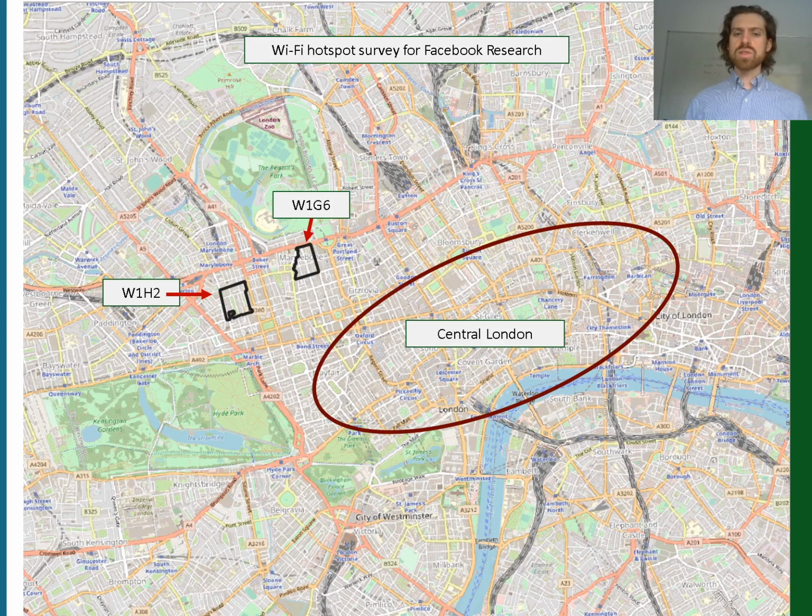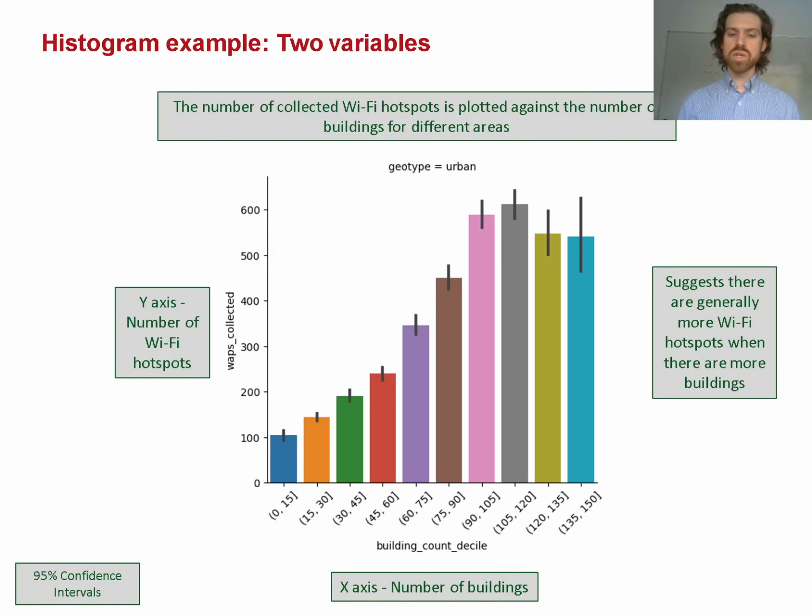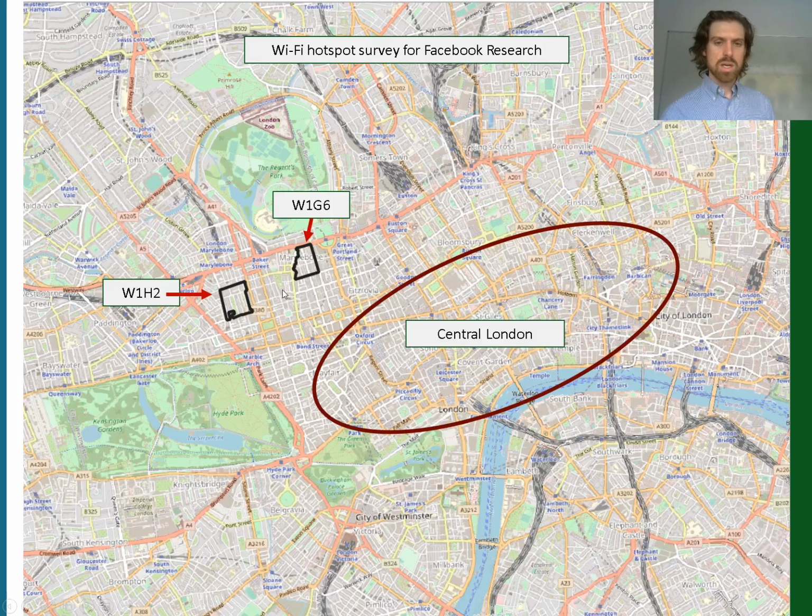Now let's think about 2 different variables that you might want to think of. Actually, here I'm going to show 2, so we have one on the x-axis and one on the y-axis. I've been doing a piece of work recently for Facebook research, which has been very interesting. So actually, the research question there was, well, how many Wi-Fi hotspots are there? And in this case, the study area was in central London.